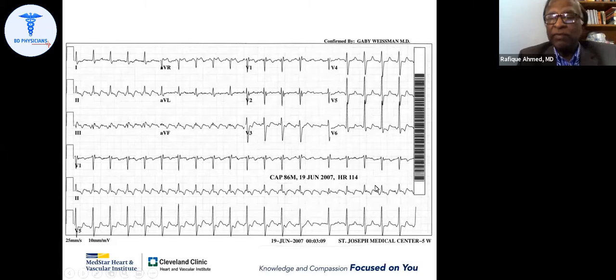Now this rate was a little slow, 114 beats per minute. Most atrial flutters will be at a rate of 150. If you see a narrow QRS tachycardia at a rate of 150 beats per minute, always think of atrial flutter. I gave this one on purpose, just to confuse people or just to give a thought of thinking process. That's what it was. Thank you.